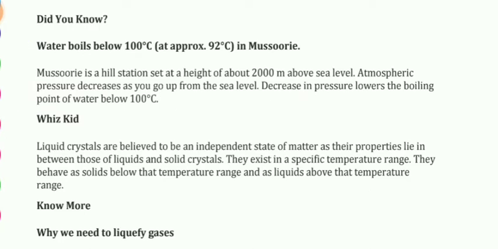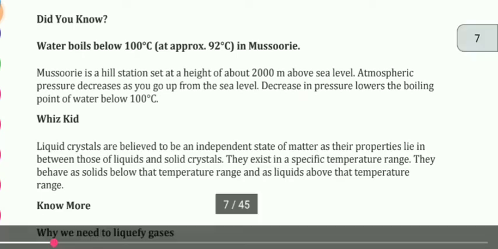Now liquid crystals are believed to be an independent state of matter, as their properties lie in between liquid and solid crystal. Look, liquid crystals are in the intermediate state between liquid and solid crystal. They exist in a specific temperature range also. So they behave as solid below the temperature range and as liquid above the temperature range. So that's why they are known as liquid crystals.